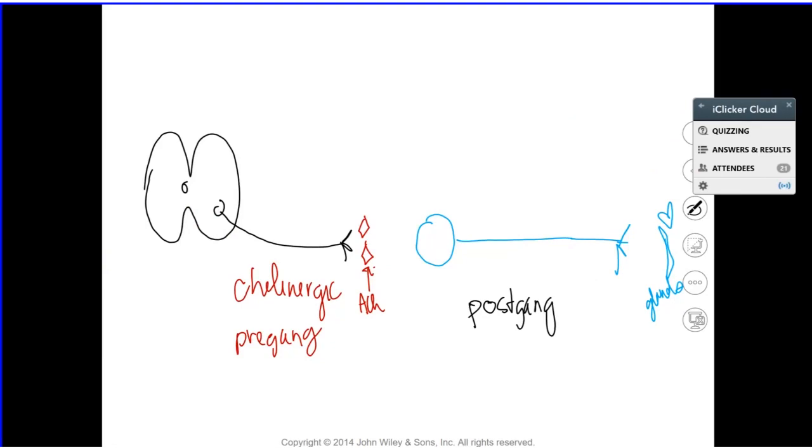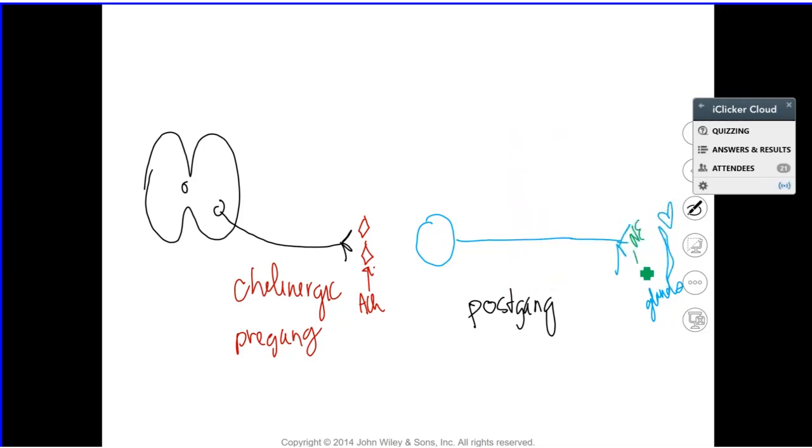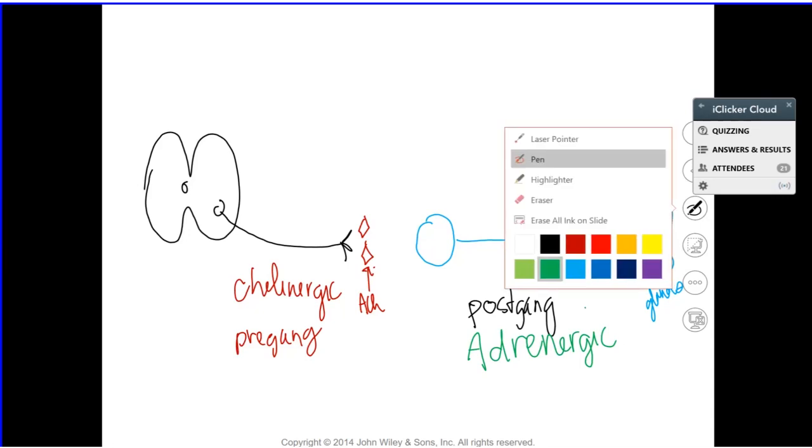Okay. Now the second motor neuron in y'all's picture is releasing a different neurotransmitter. It's releasing NE. Since it releases NE, what type of neuron is it? Okay. Now, where do these 2 neurons meet? What do we just call the generic name for that swelling?